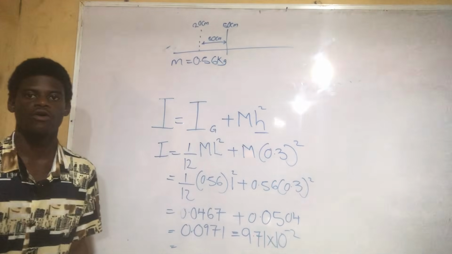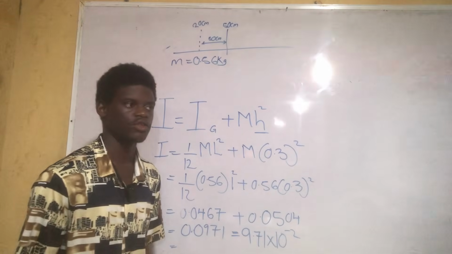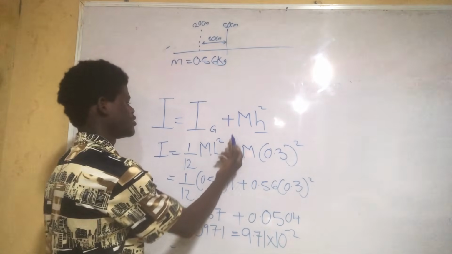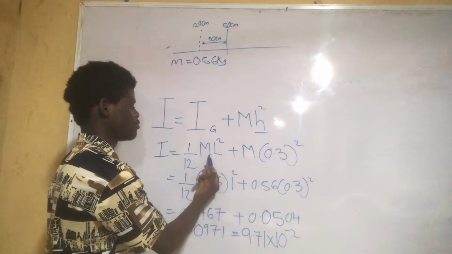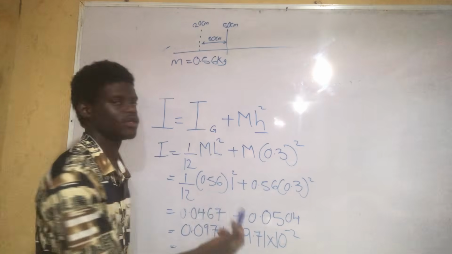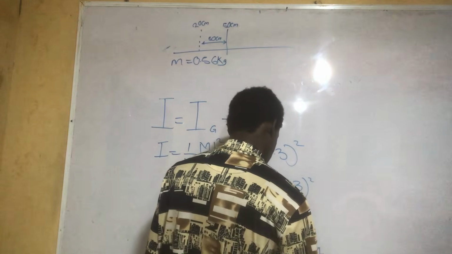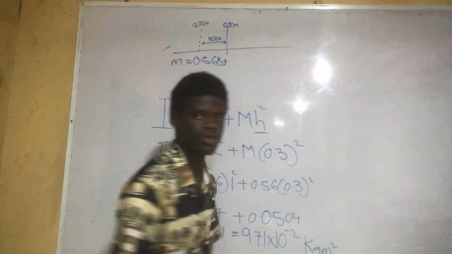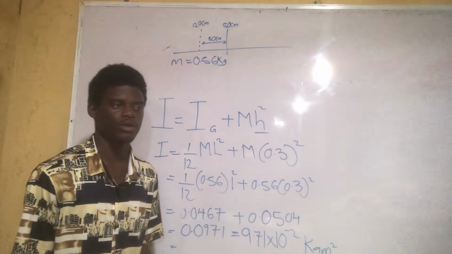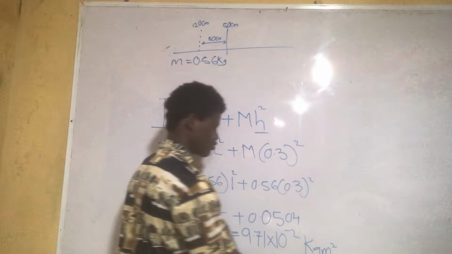Now, what is the unit of moment of inertia? The unit of moment of inertia is just kilogram meter squared. This is mass, this is length squared. The unit of mass is kilogram, and the unit of length is meter squared. So that's kilogram meter squared. Don't play with the units. You might get your value and write the unit as kilogram per meter squared, but it is actually kilogram meter squared.